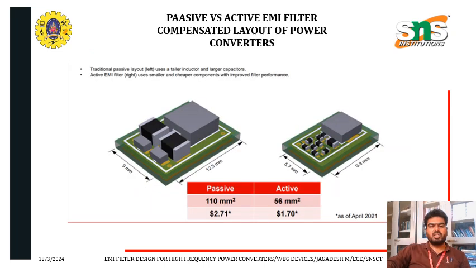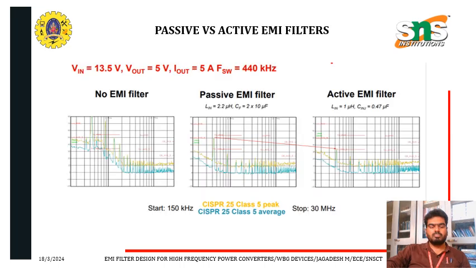This is the traditional passive layout, which uses a taller inductor and larger capacitors. Active EMI filter uses smaller and cheaper components with improved filter performance. Here the various graphical representations are shown. The first graph is no EMI filter, the second graph is passive EMI filter, and the third graph is active EMI filter. When these cases are compared, we get different responses for the different filter sections, as shown here.